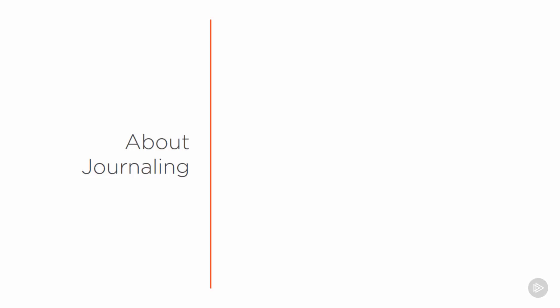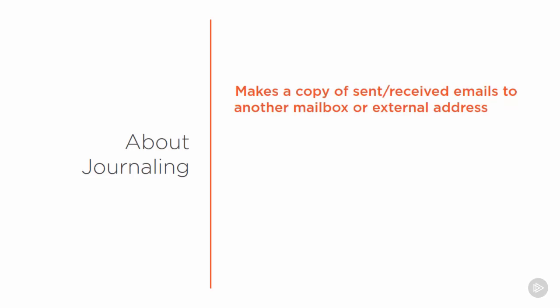For the final compliance feature of this module, let's talk about journaling. Journaling is the feature that allows a copy of emails sent and received within the organization to be made to another location, whether that be a journal mailbox in the same organization or an external address for a separate hosted journaling and archiving service. There are two types of journaling that you can use in Exchange 2016.